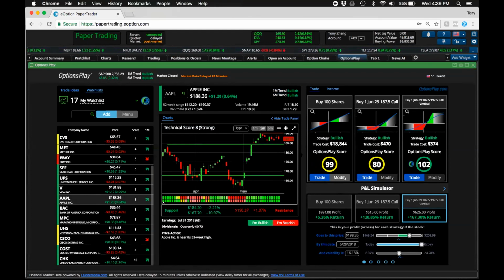Now, I do want to say that this is by no means a recommendation to trade these securities. I'm simply using these securities for illustrative purposes, for educational use. But I do want to show you as many examples as possible.